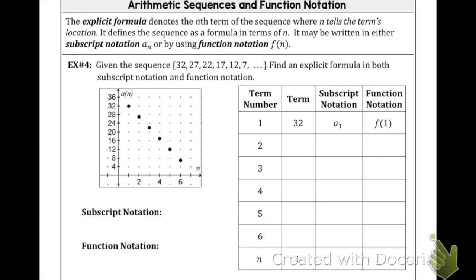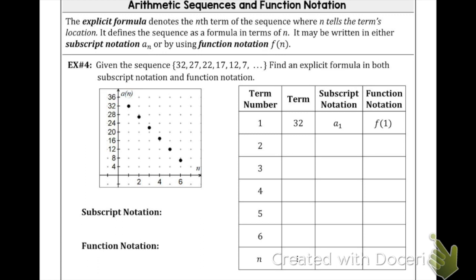So now we're going to get into the explicit formula. And we've been doing explicit formulas pretty much this whole time. It denotes the nth term of the sequence, where n tells the term's location. It defines the sequence as a formula in terms of n. We can either write it in subscript notation like a sub n, or we can use function notation, f of n. So we're going to do it for both in example 4 here.